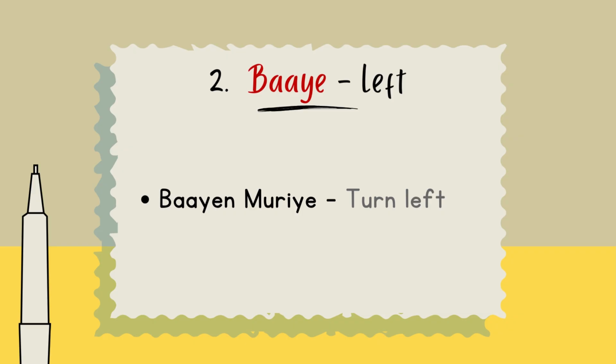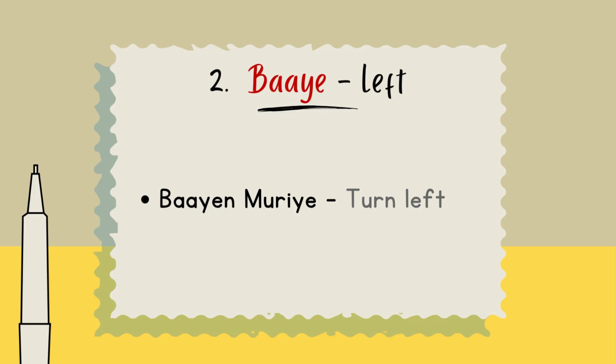Next word is बाएं. Please listen to the pronunciation. It is told as बाएं. बाएं means left. For example, if you want to say turn left, then you say बाएं मुड़िए. मुड़िए means turn. बाएं मुड़िए, turn left.